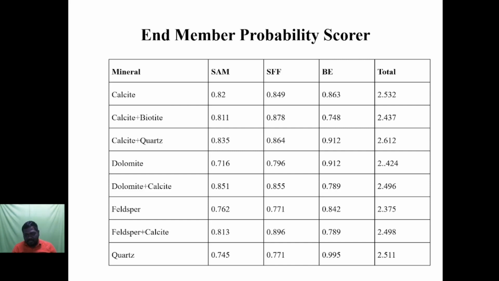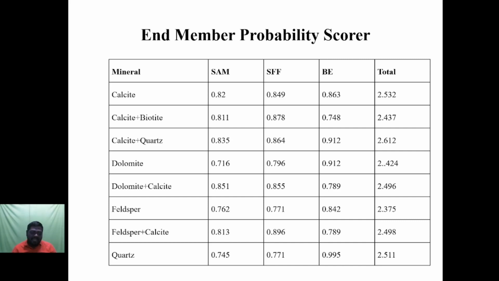It will be given as 2.532. Then the SAM property score is out of 1. SFF means out of 1. BE means out of 1. So the total is 2.532 out of 3. So this calculates the information and calculates plus biotite.